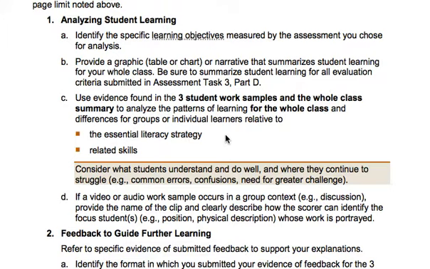Part C, use evidence found in the 3 student work samples and the whole class summary to analyze the patterns of learning for the whole class and differences for groups of individual learners relative to this essential literacy strategy and related skills. Right, so basically B and C together is this idea of, okay, I have these different problems and these different successes in the whole class. I'm going to identify several different patterns that exist, and I'm going to use my 3 student work examples to demonstrate or provide a concrete context for what exactly that looked like.